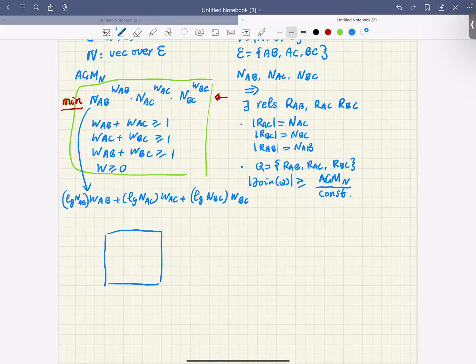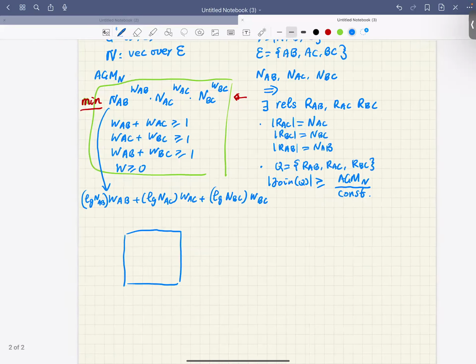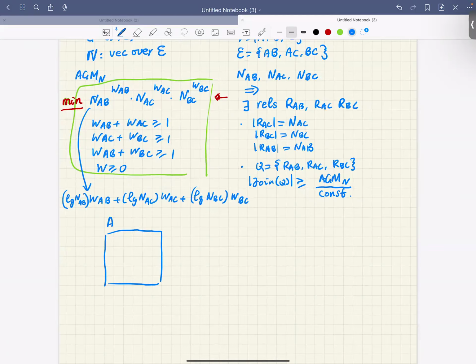I'm giving you the matrix form of precisely this linear program in the green box. I'm not really doing anything fancy here. Let's say I have AB, AC, and BC here, and I have this vector W. But instead of calling it W, I'm going to call it Y because I used Y in the dual definition in my introduction to LP.